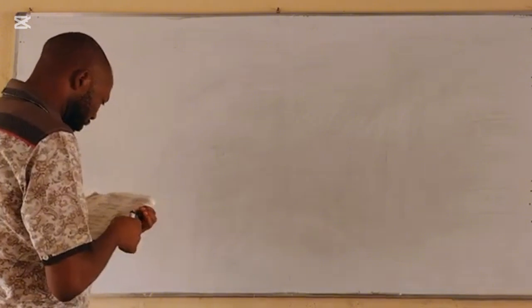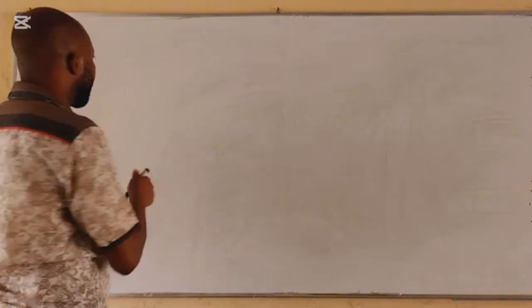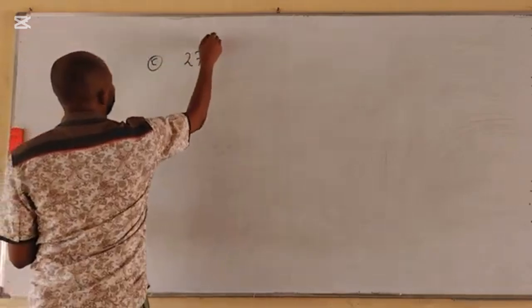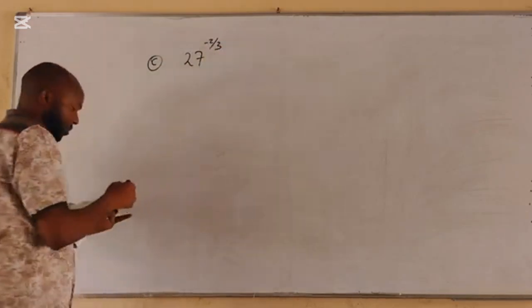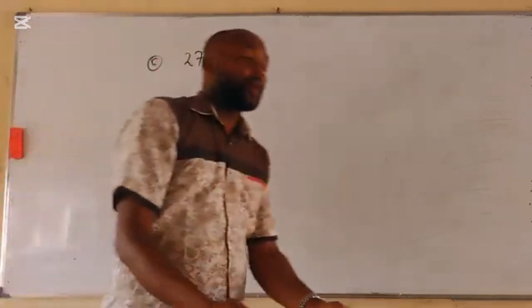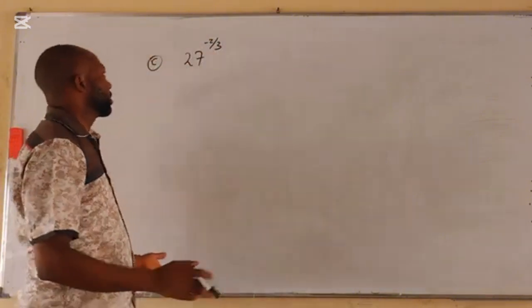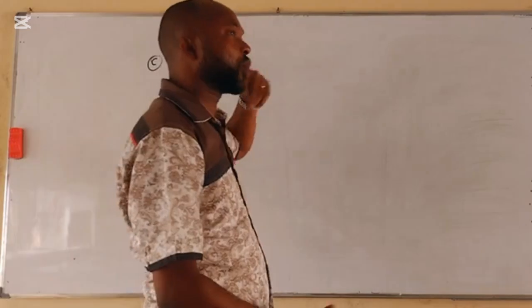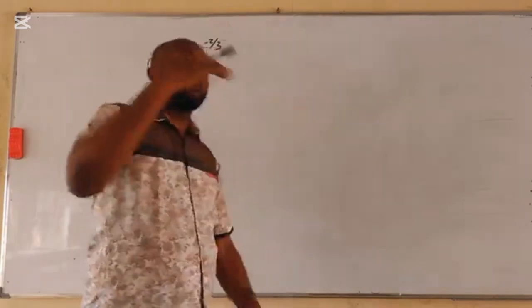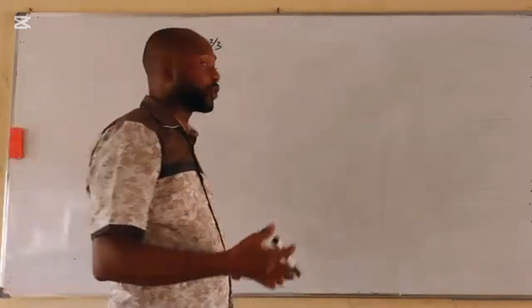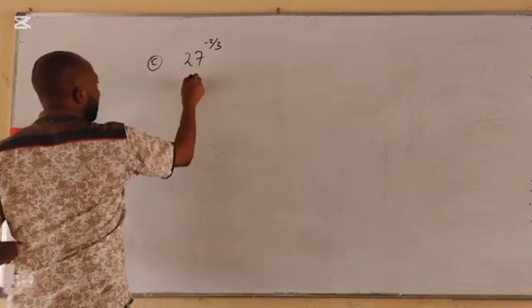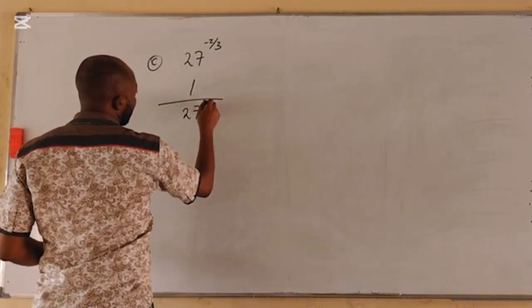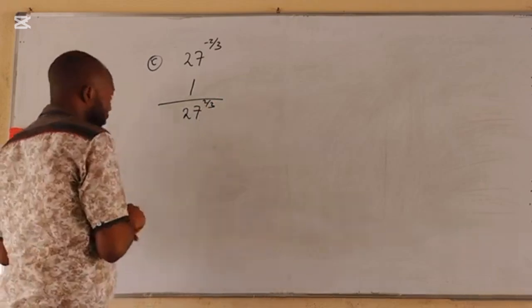Next, it says 27 raised to the power minus 2 over 3. So first things first, the negative index law says that when a number is raised to a negative index, it is equal to the reciprocal raised to the same positive index. So the first thing to be done is, this is 1 over 27 raised to the power 2 over 3. That's the first thing to be done.